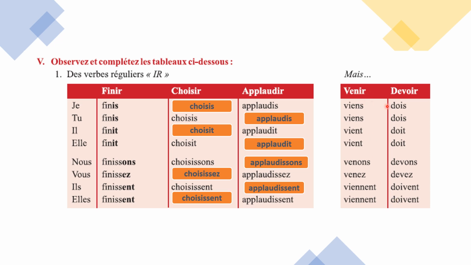Venir is to come, devoir means must. The noun devoir means homework, a duty. Alright? But as a verb, it means must.